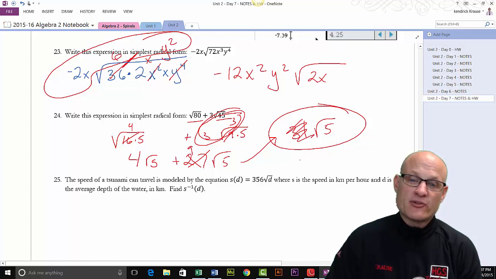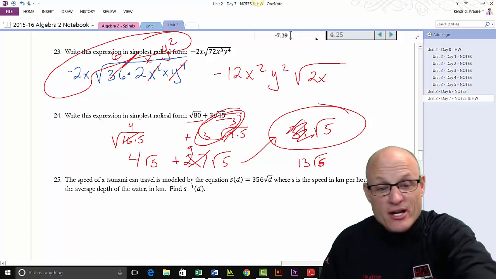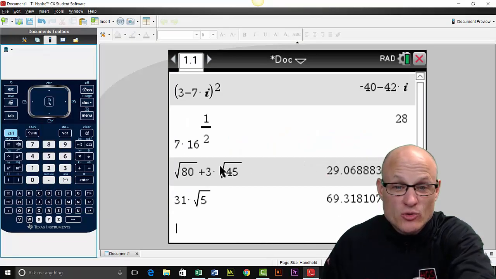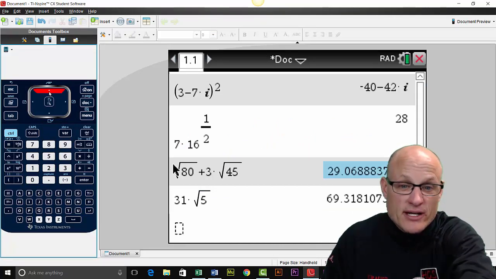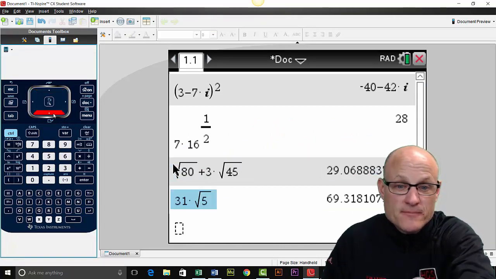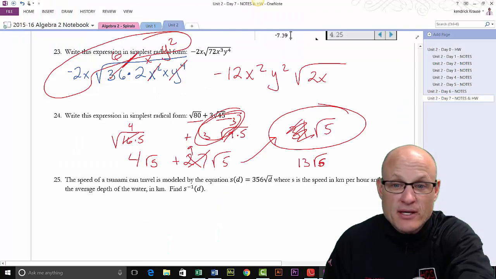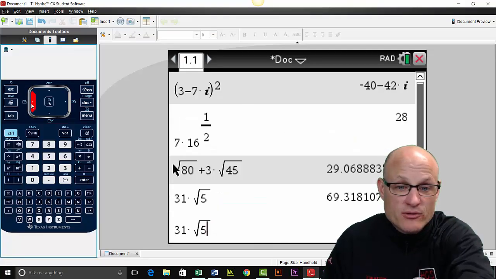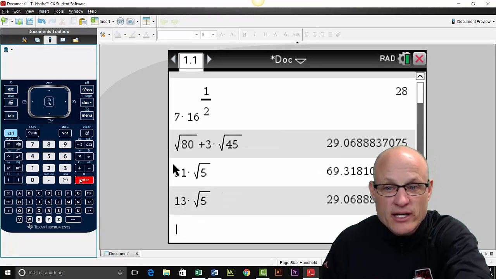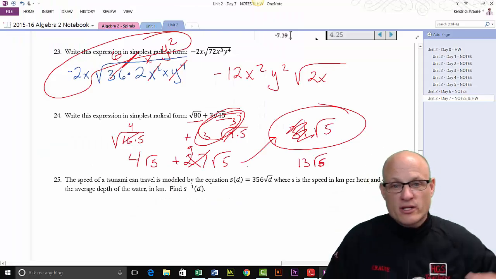I know you won't make that mistake because, you know, nobody ever makes that mistake. Yeah, right. By the way, I did not do that on purpose, but it's a great teaching tool. So I come up here and I say, oh, wait, I didn't mean 31 square roots of 5. I meant 13 square roots of 5. It's like I'm dyslexic or something. 13 square roots of 5. And look at that, 29.06, that weird number.